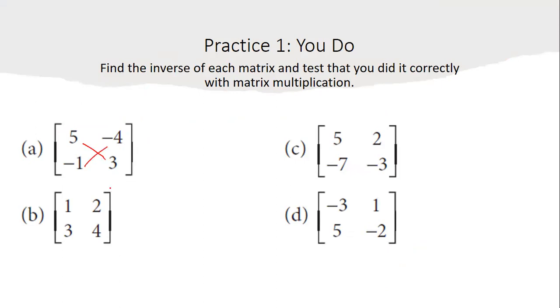Yes. I've got to first find the determinant. How do I find the determinant? So we have 15 minus 4, which is what? 11. So I know that I'm dividing everything by 11. So 3 over 11, 4 over 11, 1 over 11, and 5 over 11. How did I know to do that? Because what do you do to find the inverse?